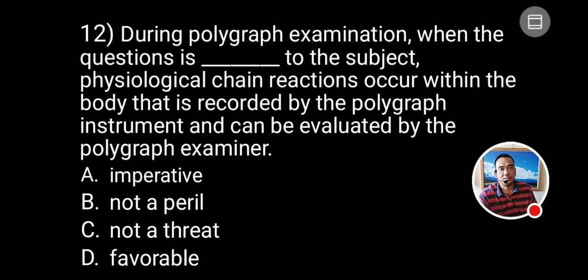I repeat, during polygraph examination, when the question is blank to the subject, physiological chain reactions occur within the body that are recorded by the polygraph instrument and can be evaluated by the polygraph examiner. What is the missing word in this statement? Letter A, imperative. Letter B, not a peril. Letter C, not a threat. Or letter D, favorable.